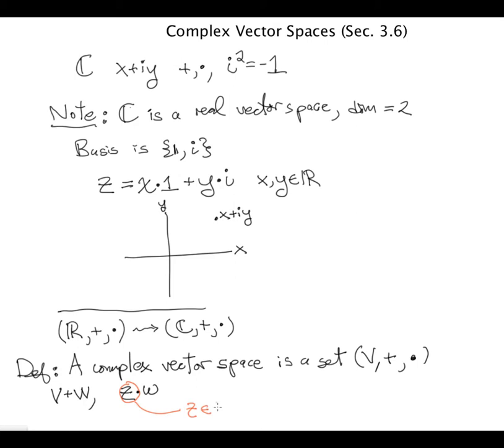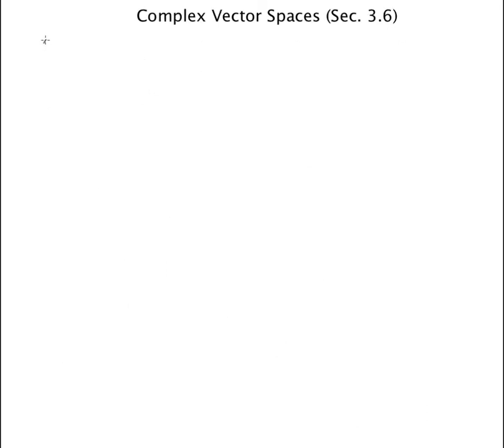You can multiply by any complex scalar, and then all of the rest of the definition of a real vector space applies: associativity, distributive law, the zero, the identity, and so on. The only difference is you allow complex scalars. All right, so let's just do a couple of quick examples.